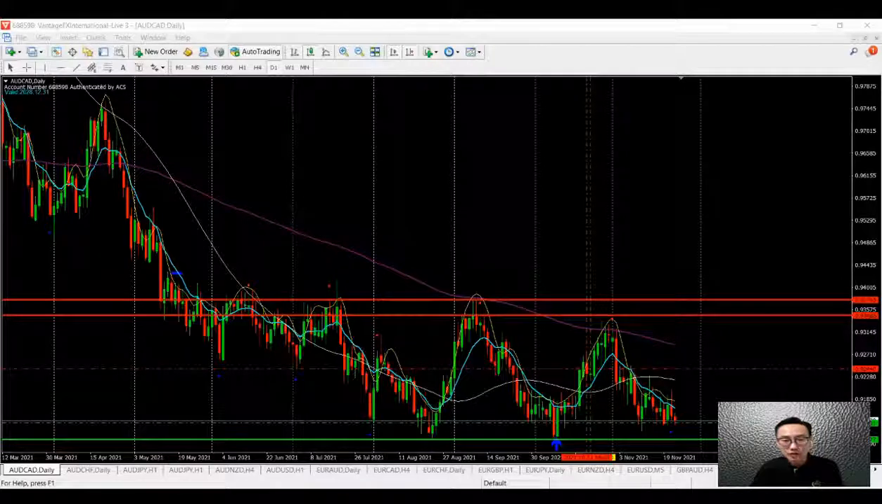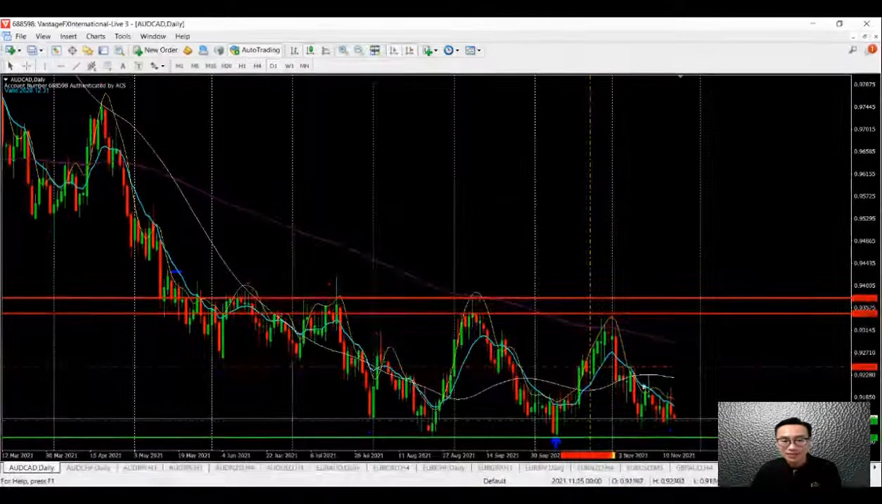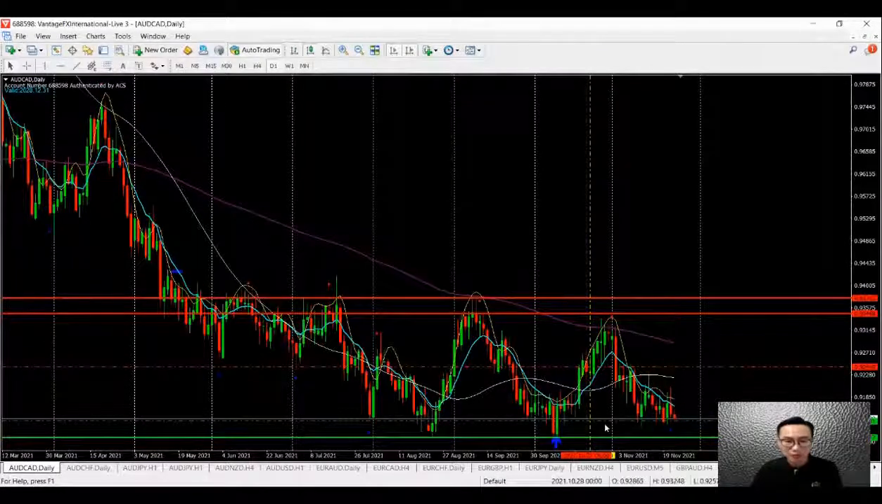What I am going to do is about Aussie CAD. Today I'm going to go into a little bit more detail. Aussie CAD, we're going a bit slower right now. Like I said, we have been in this area, retesting the support level.